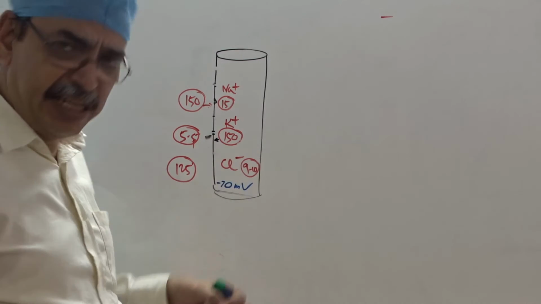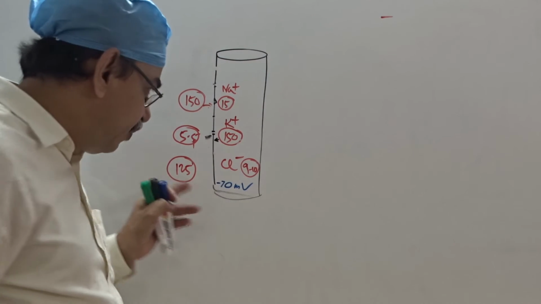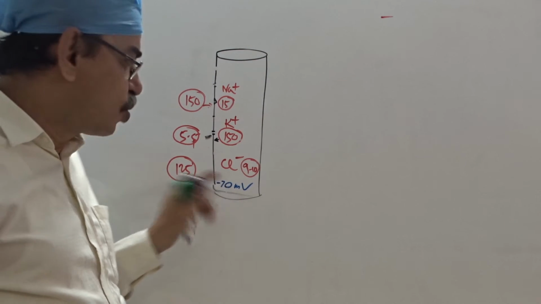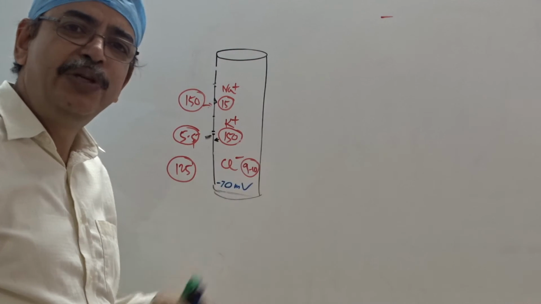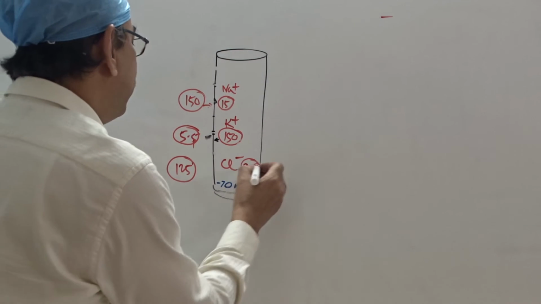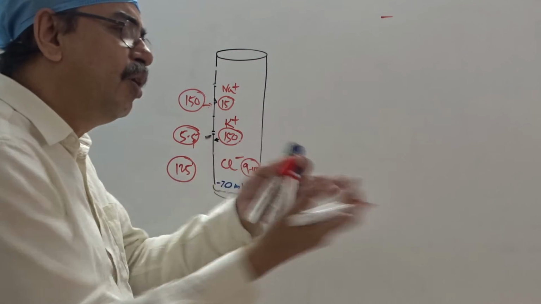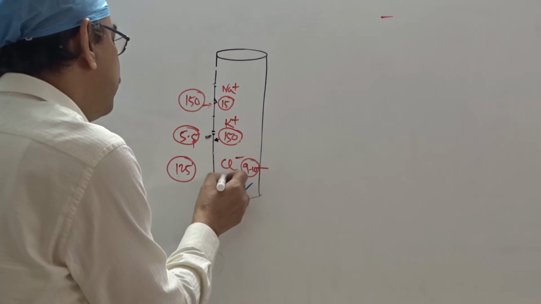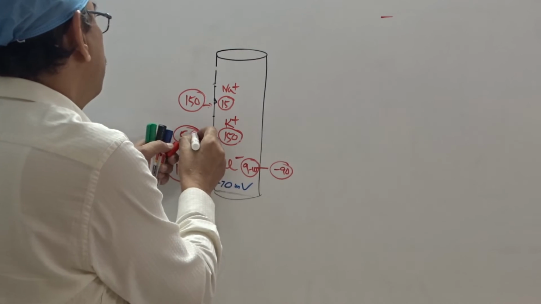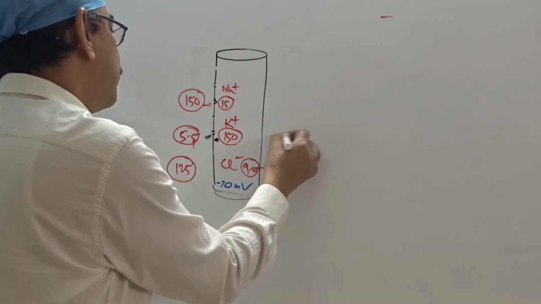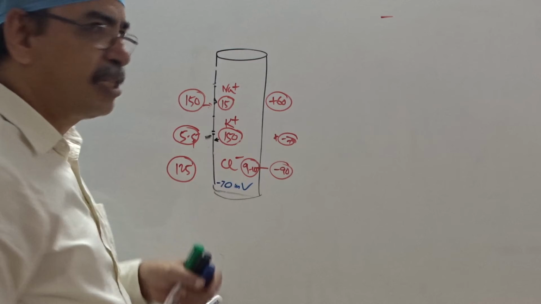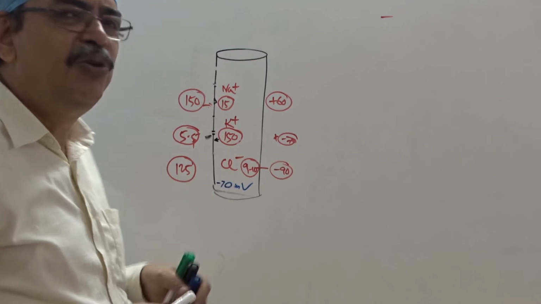So potassium can enter easily, but chloride will not be able to enter even if the concentration gradient is high, because the inside is electronegative due to anions. So this chloride will not be able to go in. In this way, an equilibrium is reached when chloride will not go in or out, when the membrane equilibrium reaches minus 90. For potassium it is minus 70, or for sodium, when it reaches plus 60.